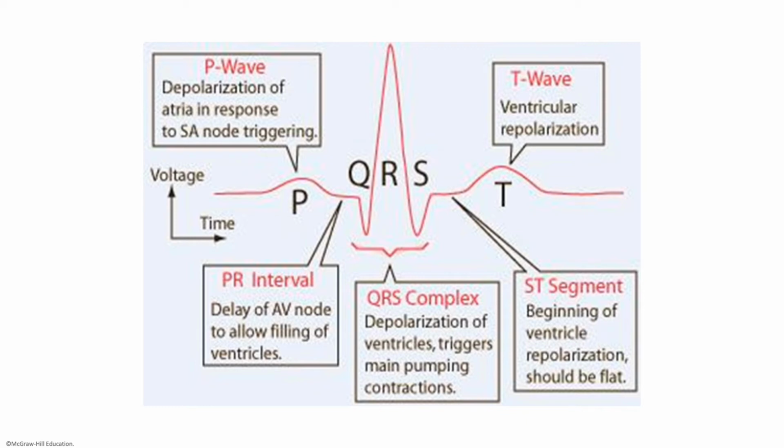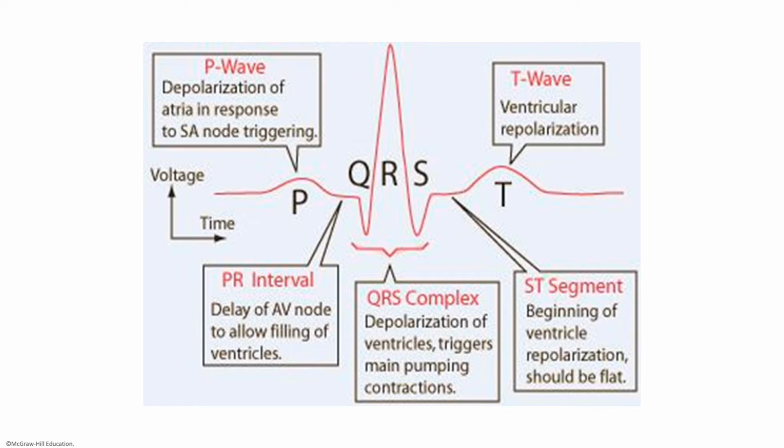It should be flat in a normal heart. Beginning of ventricular repolarization, which means this is when the ventricles go back to normal or baseline, so back to relaxing, filling with blood. And then the T wave stands for ventricular repolarization.